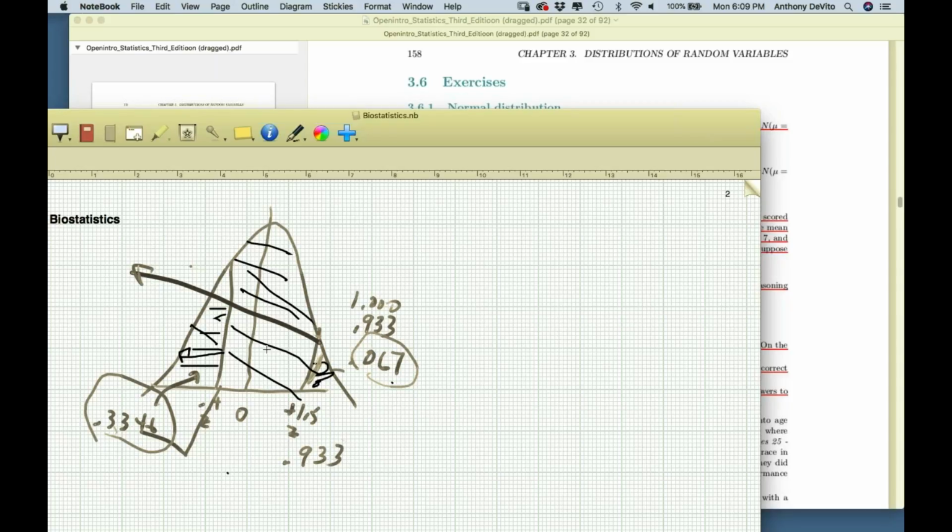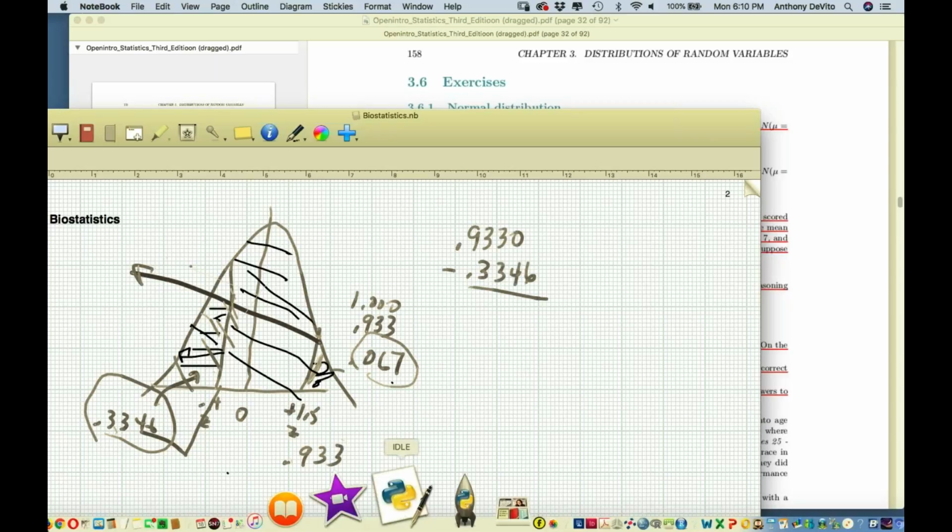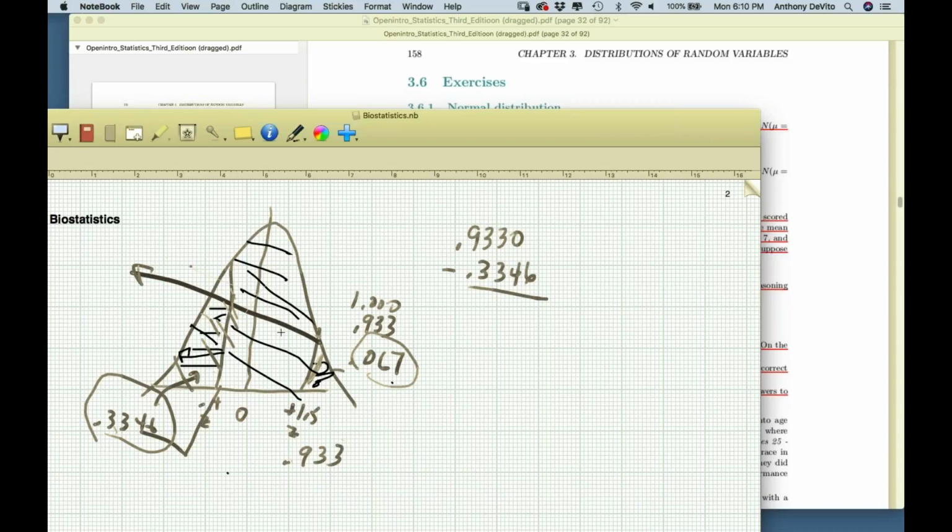Okay, it's 0.933. So the area that we're looking for is everything, subtracting this part leaves the area that we're looking for. So I could find that area by saying 0.9330 minus 0.3446. Okay? And that's going to leave us with the area that's in between these two. The area that is greater than a z-score of negative 0.4, but less than a z-score of plus 1.5. In other words, negative 0.4 is less than our z-score, which is less than 1.5. Okay, I think that's what the problem asked us for.